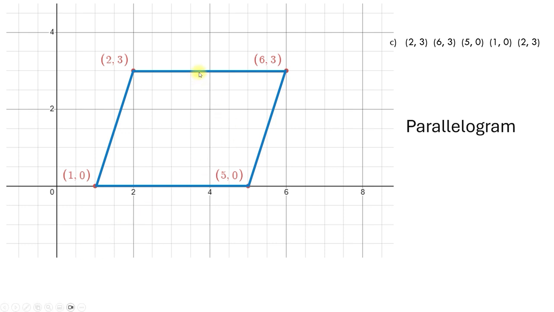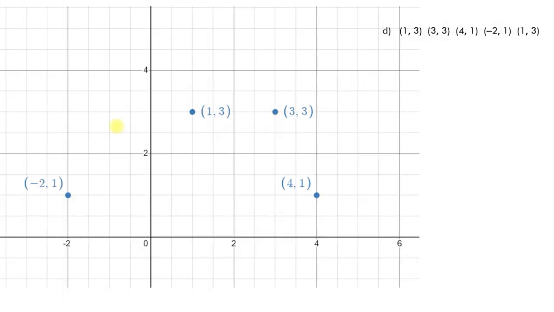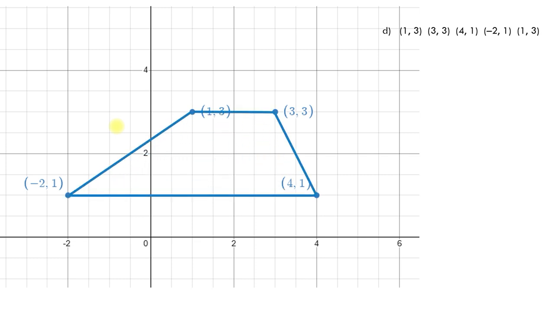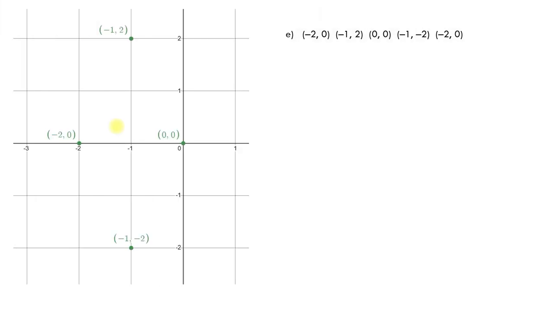It's called that because this line right here is parallel to this line, and this line right here is parallel to this line. In this question, when we plot the points and connect them, we're given the shape of a trapezoid. And finally, on this one, if we plot the points and connect them, our shape is a diamond.